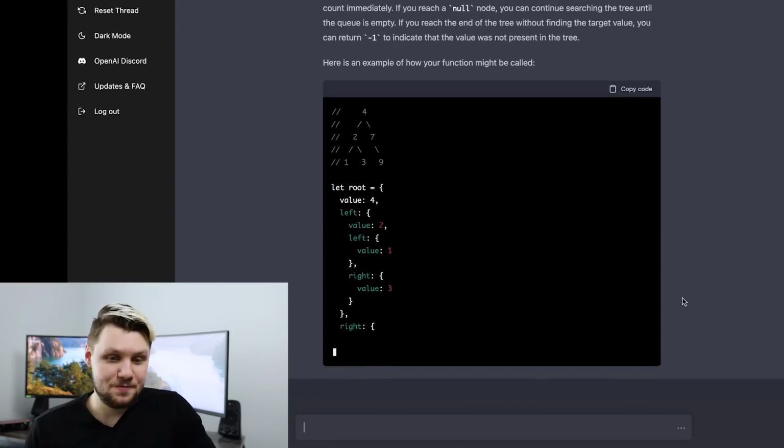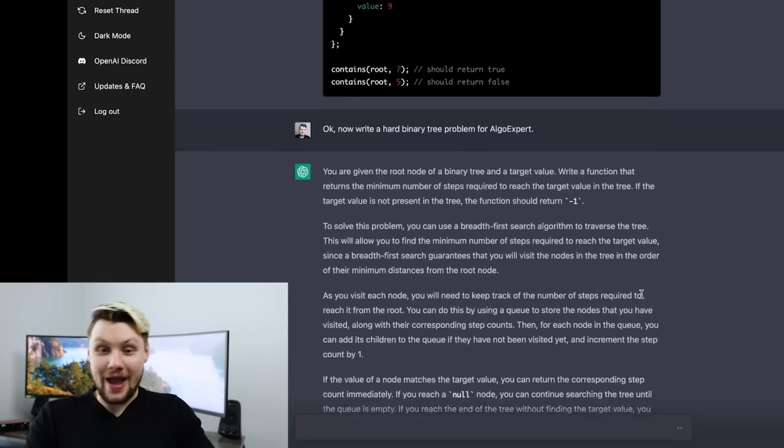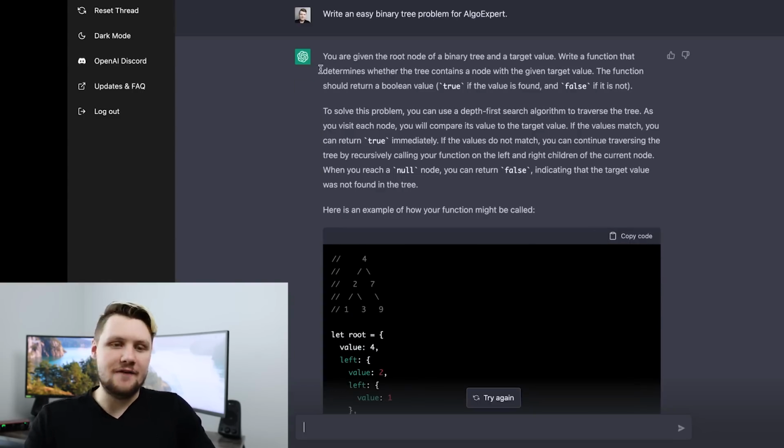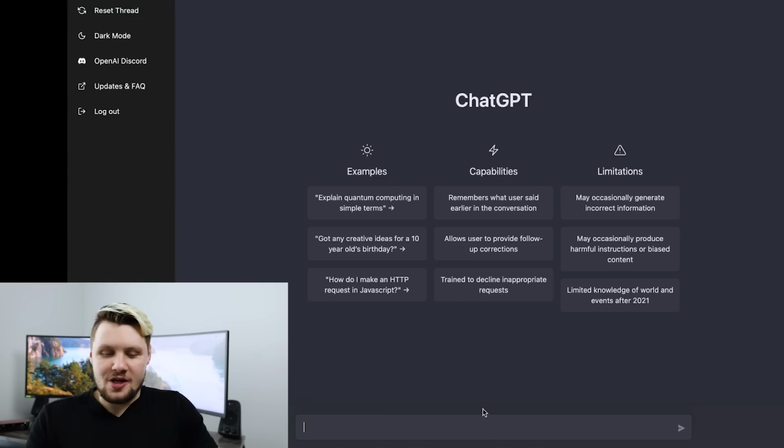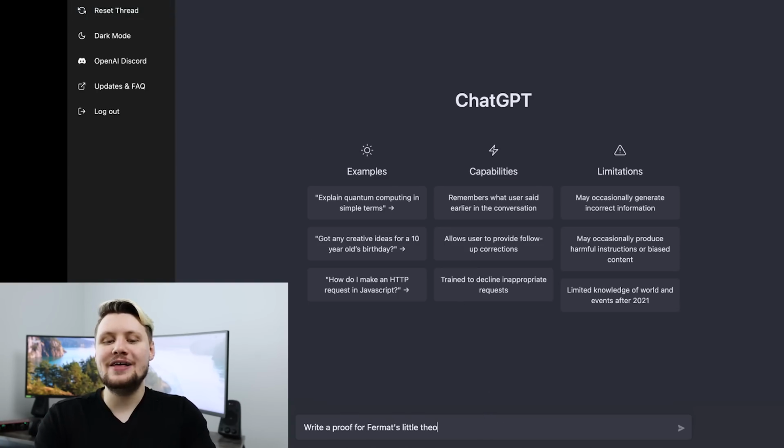That's absolutely incredible. Looks like it's writing in JavaScript. Okay, so it can clearly do coding stuff. Now let's move on to math. Let's say, write a proof for Fermat's little theorem.